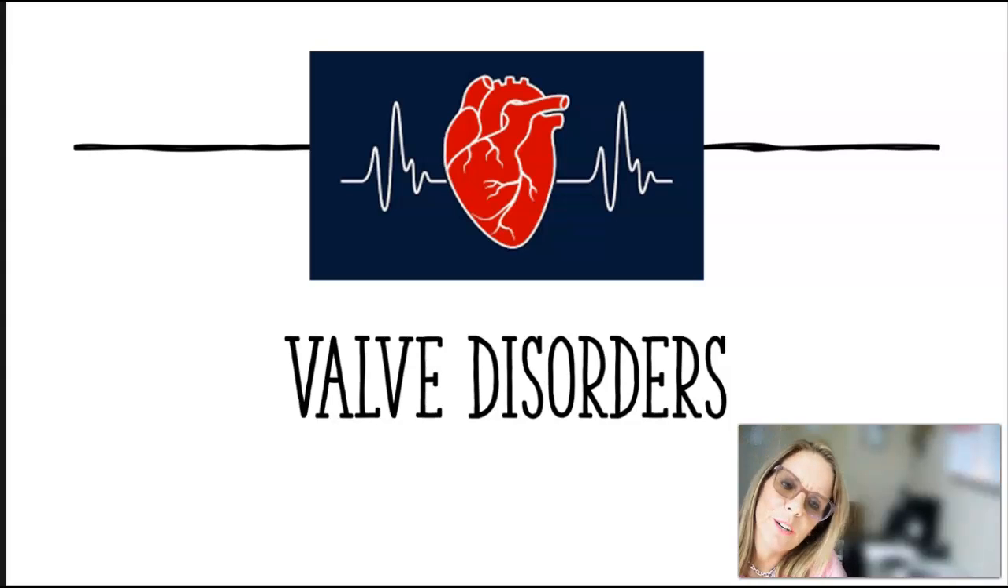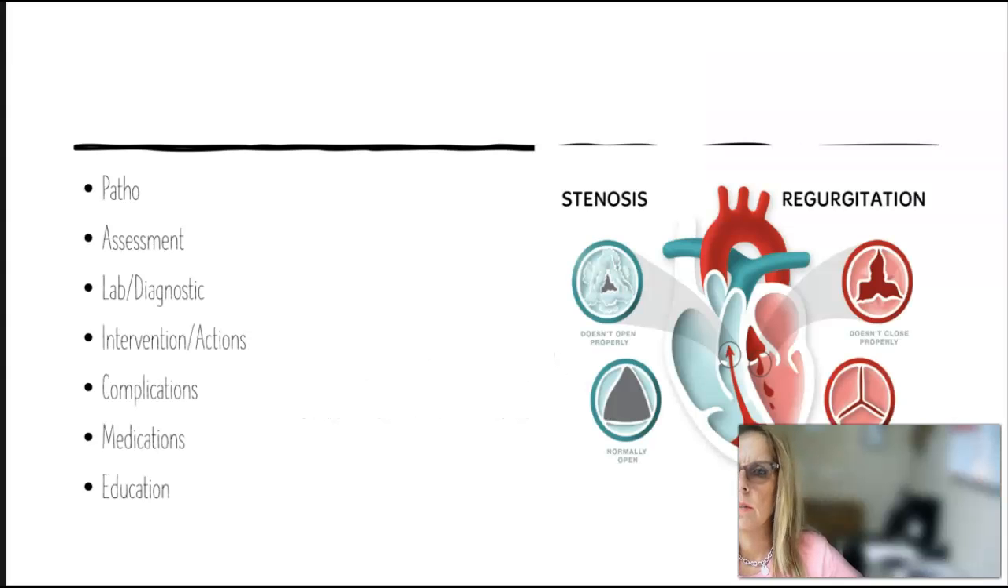Okay, let's do a quick review of valve disorders. And you can look at your concept map or your ebook for more information. So some of the terms you'll see with valve disorders are the term stenosis. This happens when the valve doesn't open properly, or regurgitation, and that's when it doesn't close properly, so it lets some of the blood flow back.